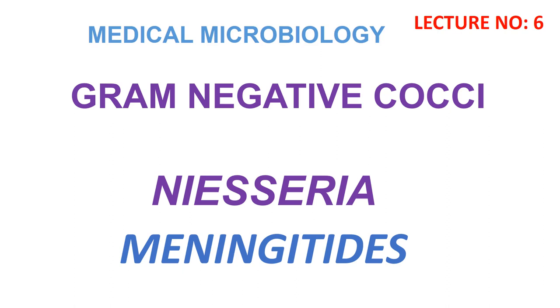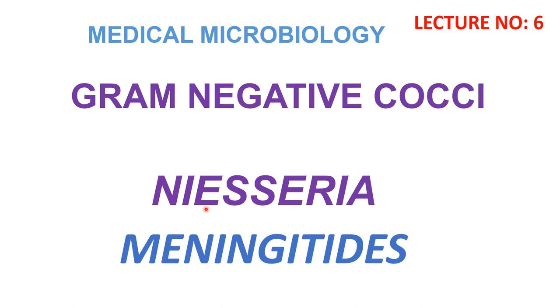Bismillah ar-Rahman ar-Rahim. We are going to discuss the new chapter of medical microbiology, that is the gram-negative cocci. Gram-negative cocci contain different genera. The most important genus of the gram-negative cocci that has medical importance is Neisseria. Neisseria has two species that are important from the medical point of view.